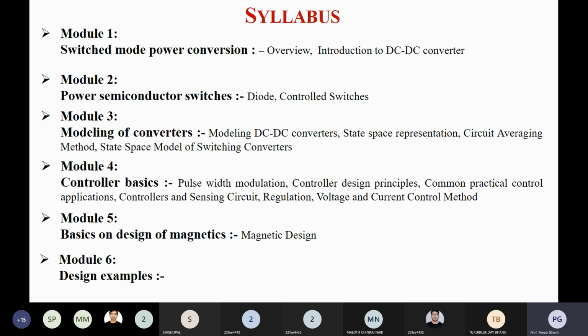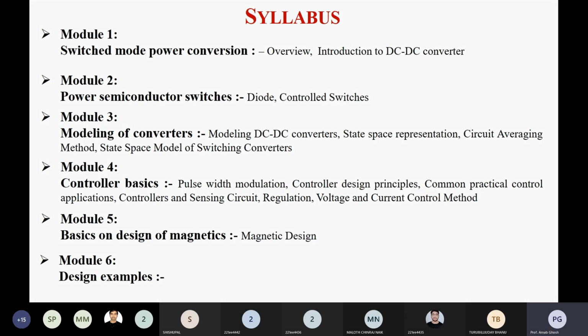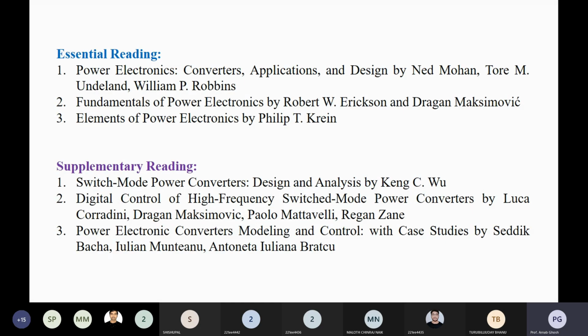So what is the essential reading? Some book names are there, which I already discussed in my last class. Normally we follow three books. One is Ned Mohan's book, which is very famous. Then Erickson, Maksimovic, and another one is Philip Krein. These three books we normally follow. And you can keep Rashid's book as a reference. In the BTech class we studied Rashid, and that book is also very good, so you can keep it as another reference.